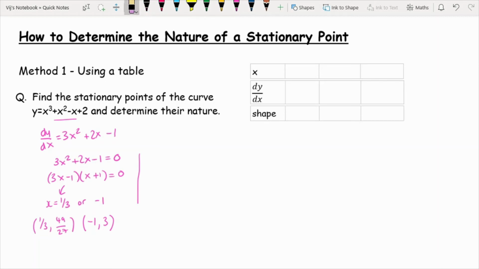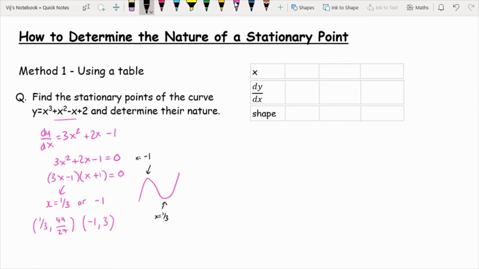So from this, if I was to do a quick sketch of what this actually looks like, it would look something along the lines of that. Maybe without the x-axis, it's kind of distracting, so let's just get rid of that. So at this stationary point here, that's when x equals minus 1. And this stationary point here is when x equals, not minus a third, let's get rid of that, when x equals a third.